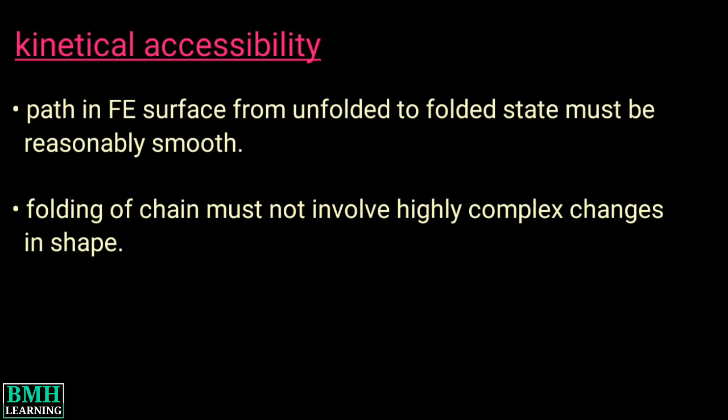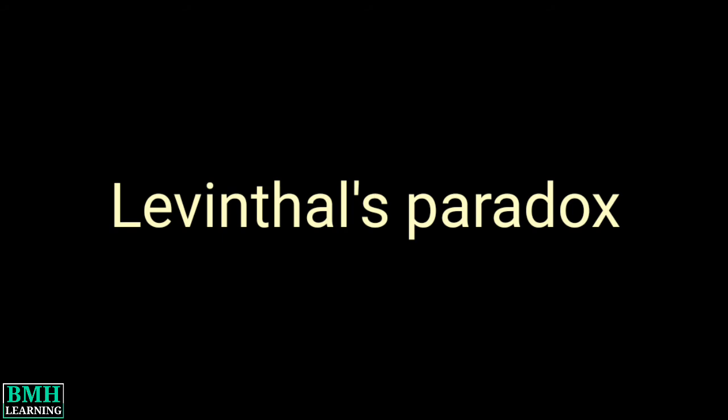Kinetic accessibility means that the path in the free energy surface from the unfolded to the folded state must be reasonably smooth, or in other words, that the folding of the chain must not involve highly complex changes in the shape. How the protein reaches this structure is the subject of the field of protein folding, that has a related dogma called Levinthal's paradox.